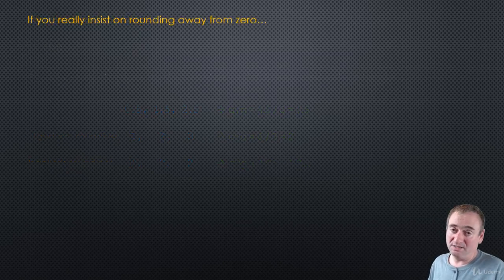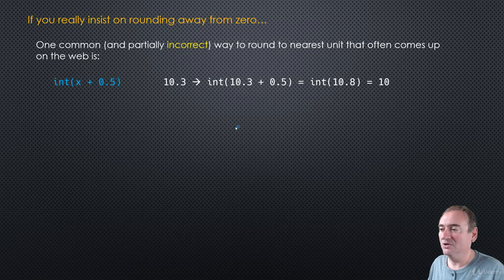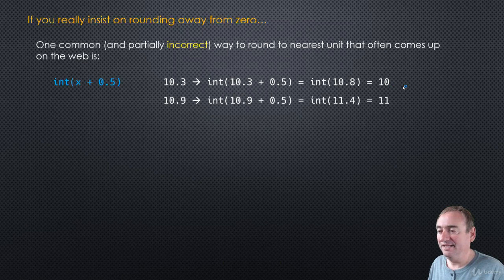Now, if you really insist on rounding away from 0, that's not built into Python, right? Python's round is using Banker's rounding. So what can we do? Well, a common way you'll find on the internet is this. They'll say, just take x plus 0.5 and then truncate it. And that kind of works. If you take the int of 10.3 plus 0.5, you get int of 10.8, which is 10, so we just rounded 10.3 to 10. If we take 10.9, 10.9 plus 0.5 adds up to 11.4. If we take the truncation of that, we get 11. So 10.9 was rounded to 11.